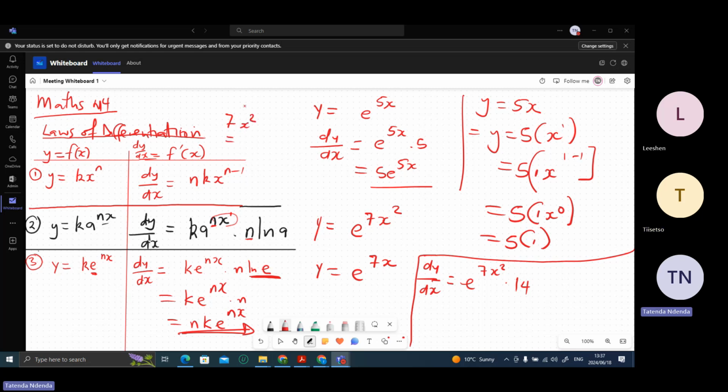If we differentiate 7x squared, Mr. Lishan, remember we're going to be left with 14x, not 14 only. So here we are left with the x. And ln e, and we said ln e is 1. So your answer will be e to the power of 7x squared multiplied by 14x.